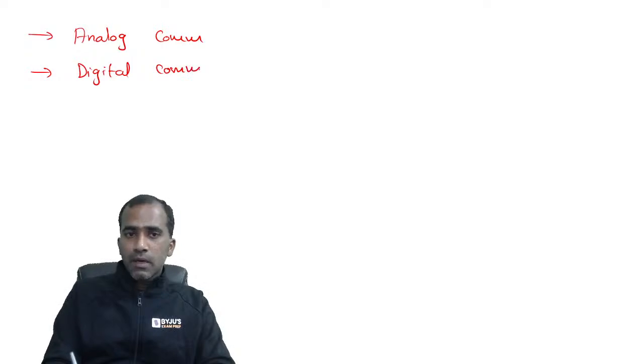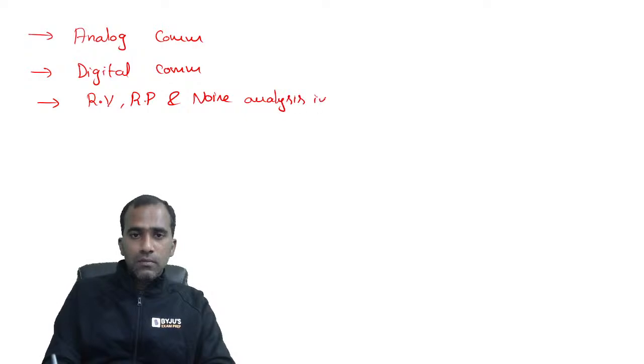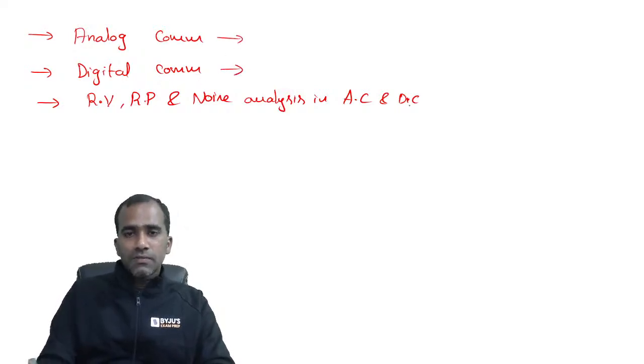See, the first part is analog communication. Generally people call it digital communication, but I classify the subject as three parts: analog communication, digital communication, and one more part, which is random variables, random process, and noise analysis in analog and digital communication. Generally people classify the third part under digital communication, which is not correct, but anyway, that's fine.